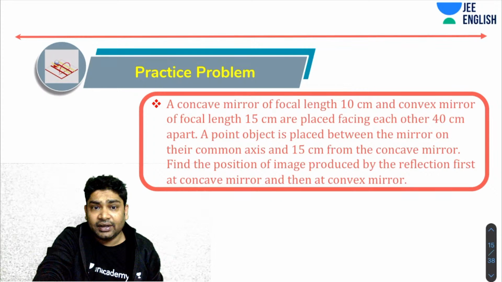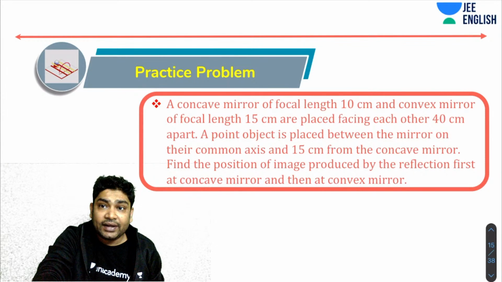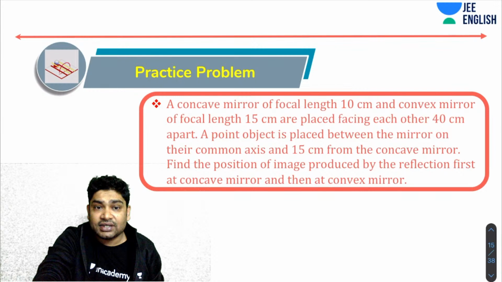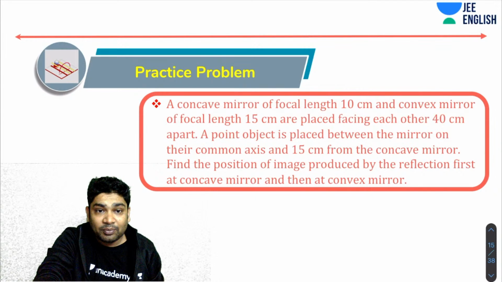that a concave mirror and a convex mirror are kept facing each other. The focal lengths of the two mirrors have been told to you, the distance between them has been told to you, and an object is kept between these two mirrors. And you have been asked to find the position of the image formed after two reflections. That is what you have to find. Let's see how many of you found this.